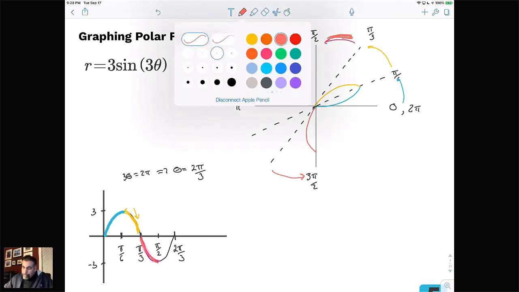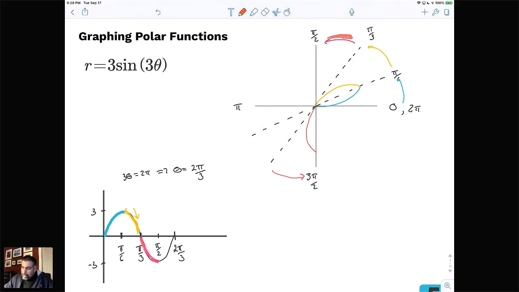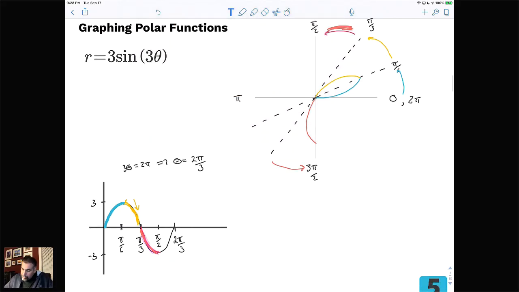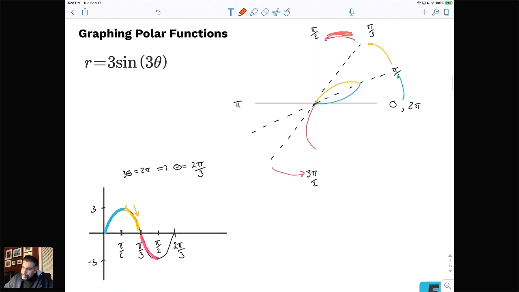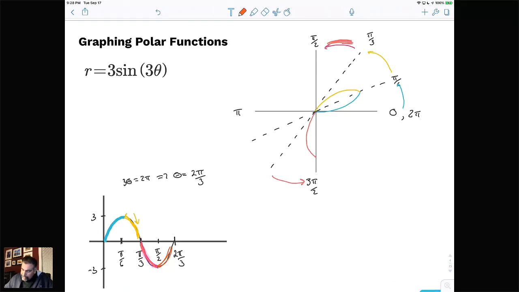We're going to continue really doing the exact same thing. We're now going to look at pi over 2 to 2 pi over 3. And when I look at that one, we're going to get this piece, which means my radius is going to start at 3 and go back to 0. Really, it's negative 3.